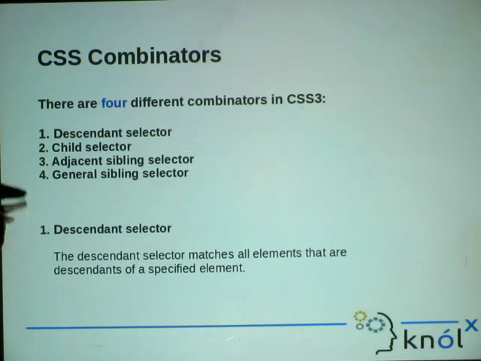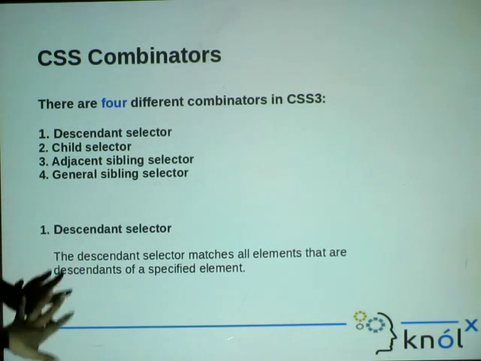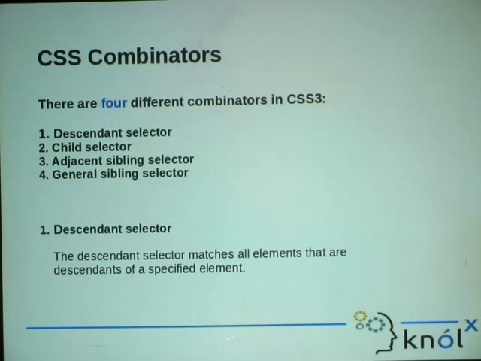These four types are combinators, and we are very confused about all these. I'm just trying to make it clear. First, descendant selector. Second, child selector, adjacent sibling selector, and general sibling selector. First, let's take the descendant selector. Its definition: the descendant selector matches all elements that are descendants of a specified element.